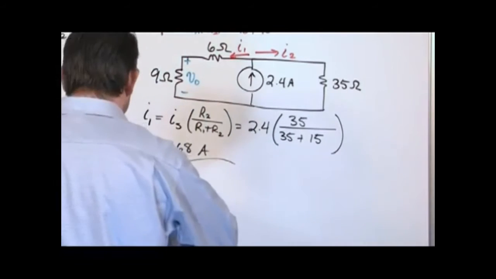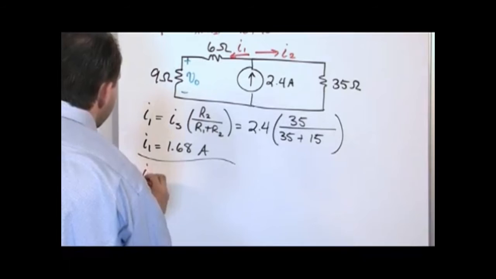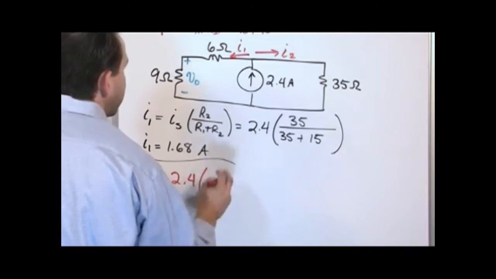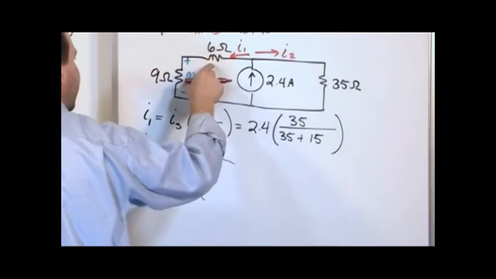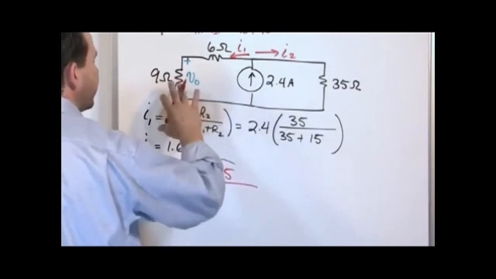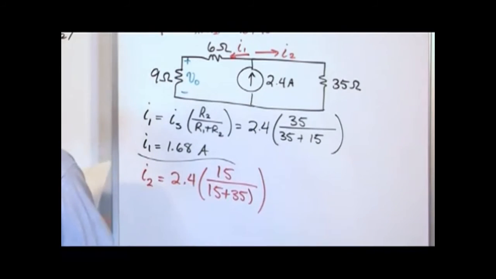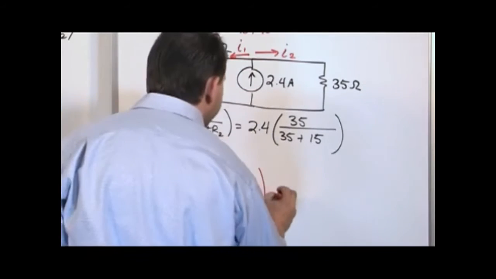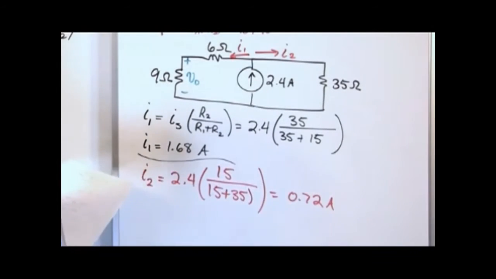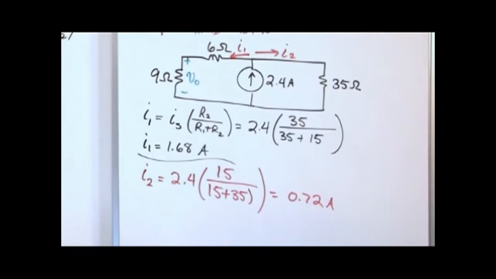That's really all we need to get the answer, but just for giggles and to get some practice, let's calculate I sub 2. It's going to be the source current, 2.4, times the resistance of the other leg. Here we have 9 and 6. We know that's 15, so we'll put 15 there, divided by the sum. So we'll have 15 plus 35, right? And when we do that, we're going to get 0.72 amps for this guy. And if you notice, 1.68 plus 0.72 sums up to 2.4 exactly, which it has to, right?